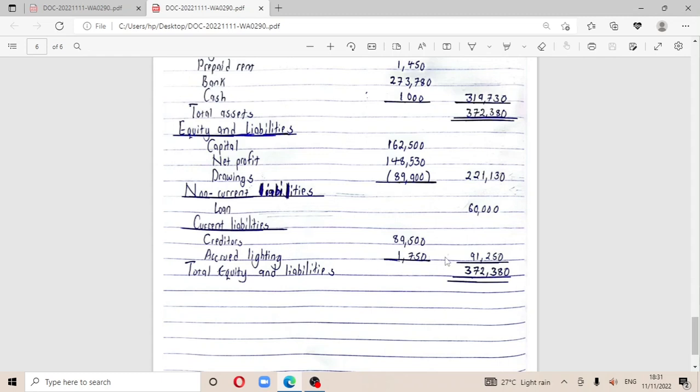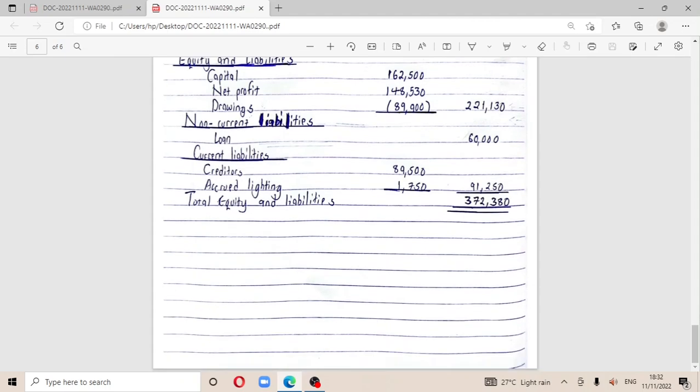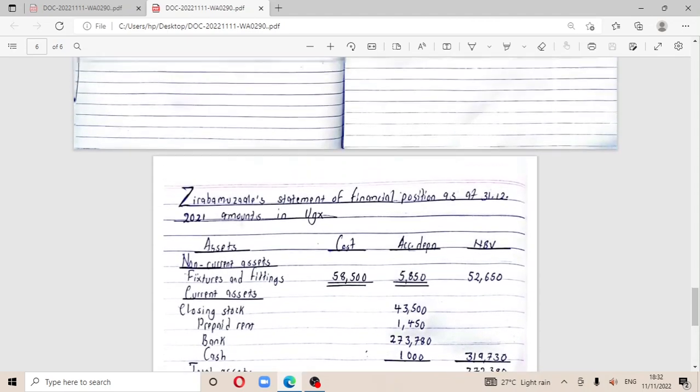And then after that you add the equity plus the liabilities, and I get a figure which is equal to what I've gotten for the total assets. So meaning whatever we have gone through is correct. So having done that, you will be done with this question.